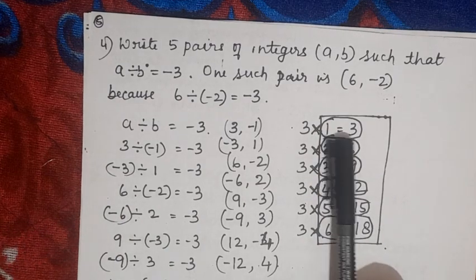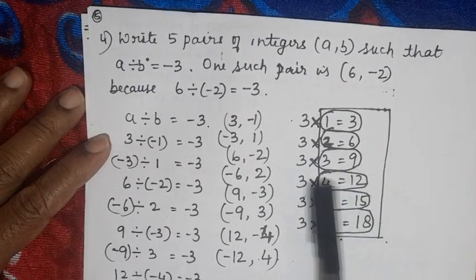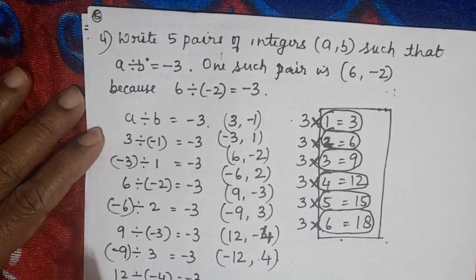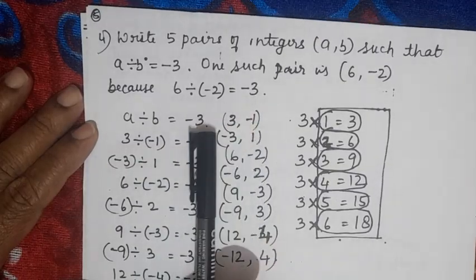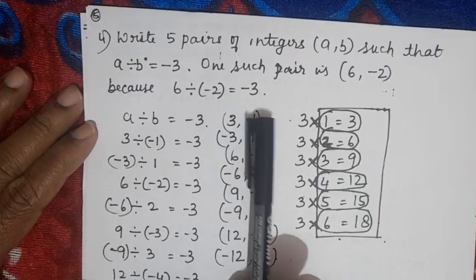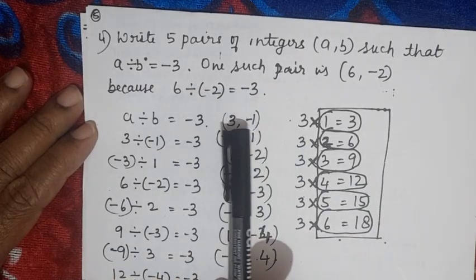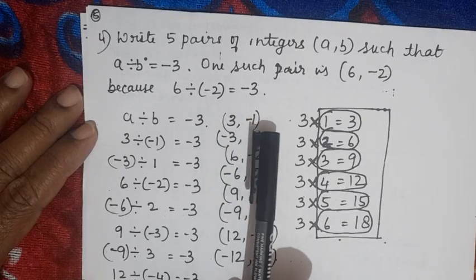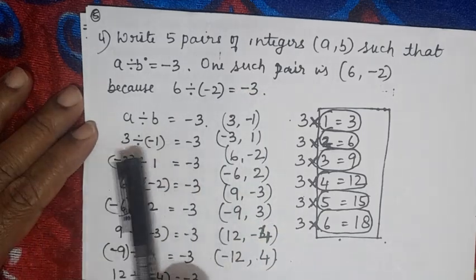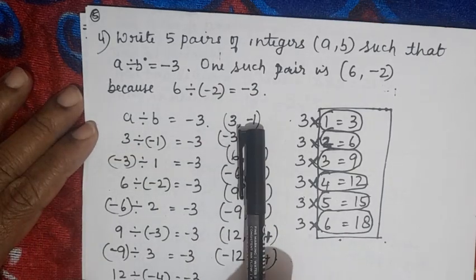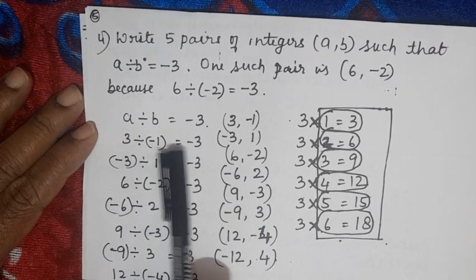Now you take these pairs: 1 and 3, 2 and 6, 3 and 9, 4 and 12, 5 and 15, 6 and 18. Now you write these pairs here, but in the other order, that is 3 and 1. And one of the integers should carry a minus sign, because you have to get minus 3 as the answer. So if you take 3 and minus 1, 3 divided by minus 1, then the answer is minus 3.